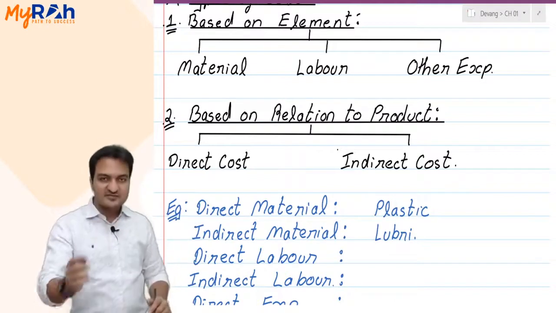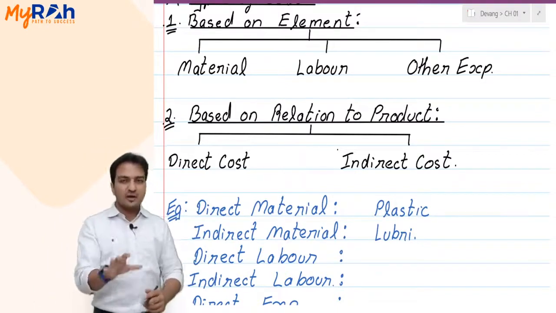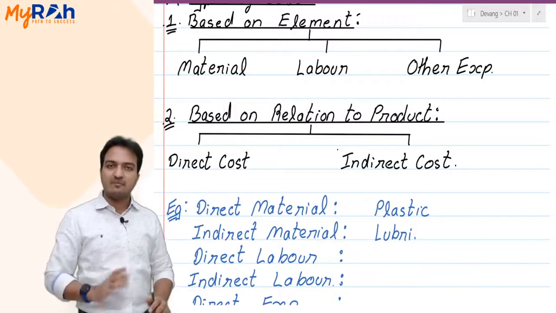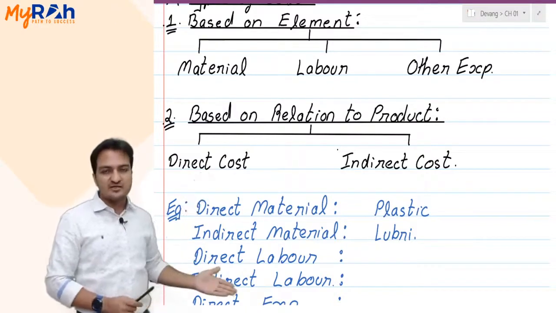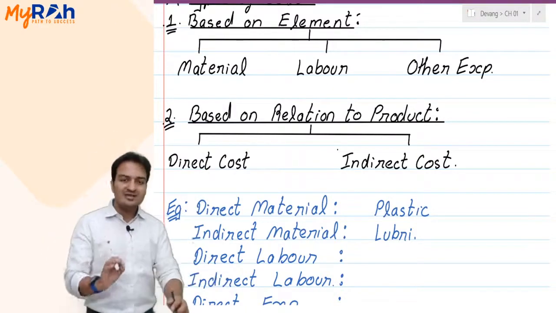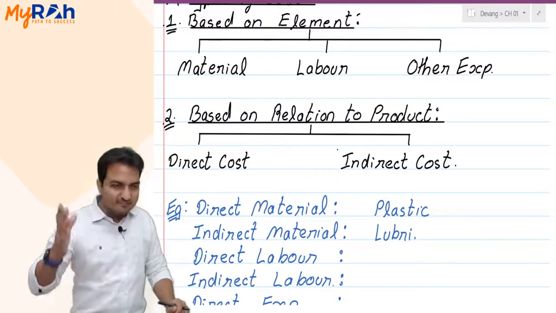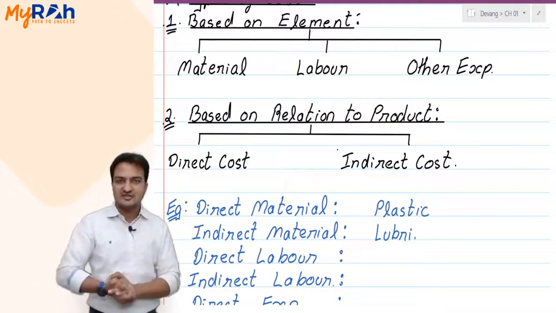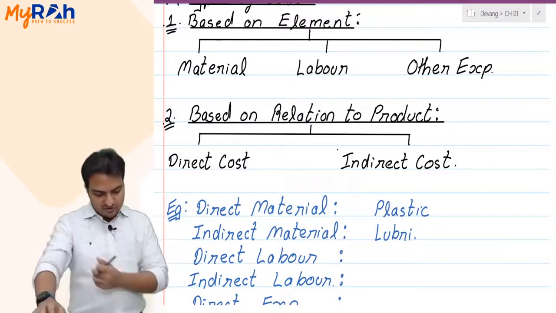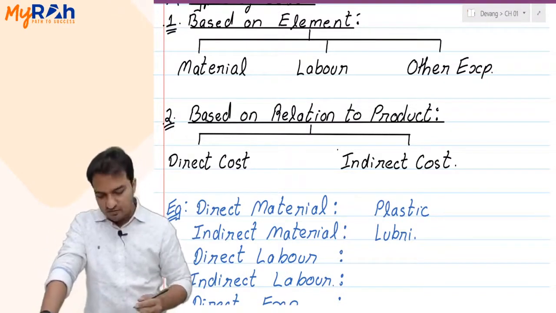Anyways, as of now, I will just be giving you one example for each of the categories that I am giving. One example will be enough to understand the nature of cost. Other examples you will have when we see the questions later in the book. Okay, so direct material and indirect material we learned.